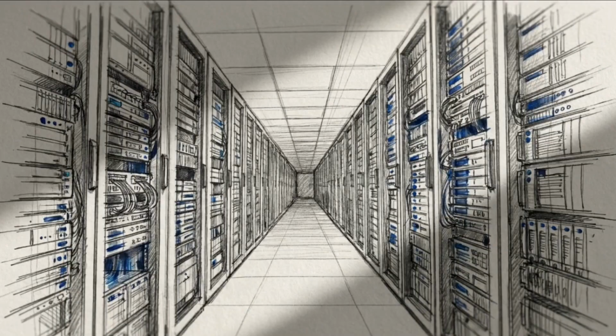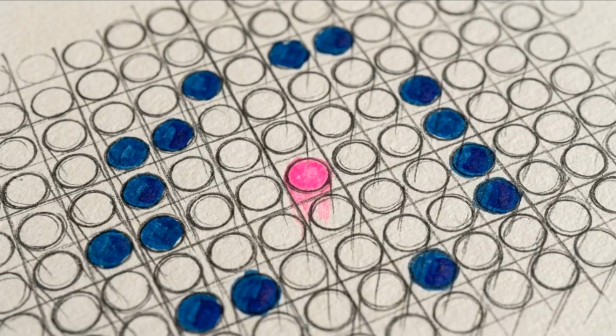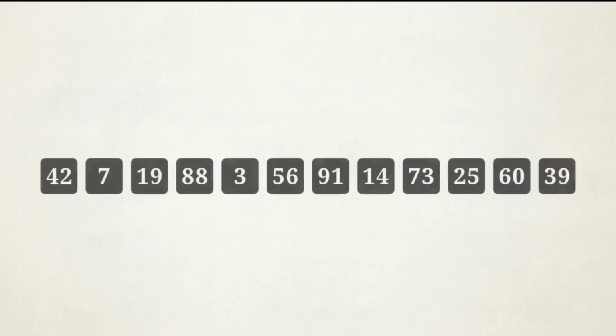When you query a large database, the system faces a specific physical challenge, locating one exact data point hidden among millions of others. The basic approach is linear search. An indicator checks every single item in an unsorted array, one by one, moving left to right.